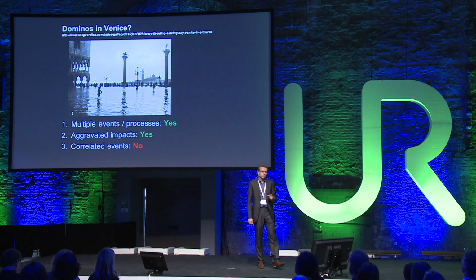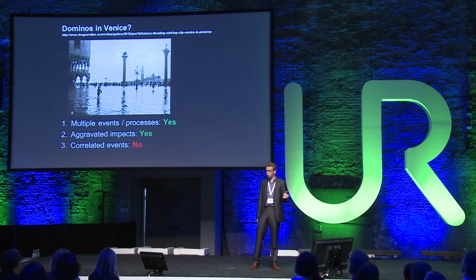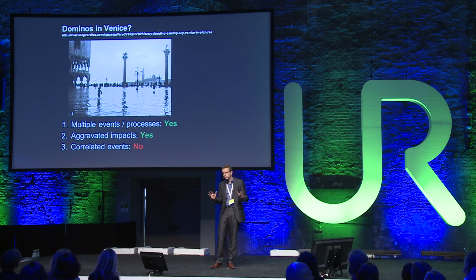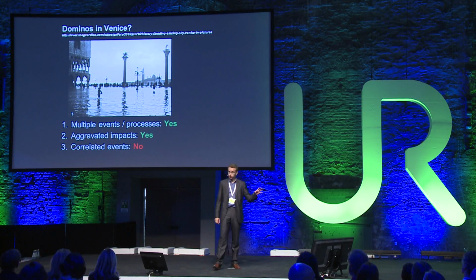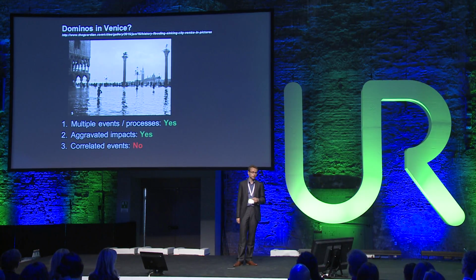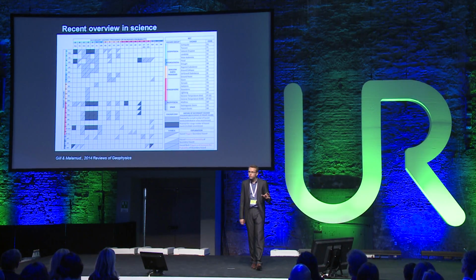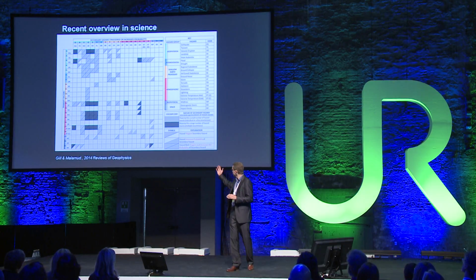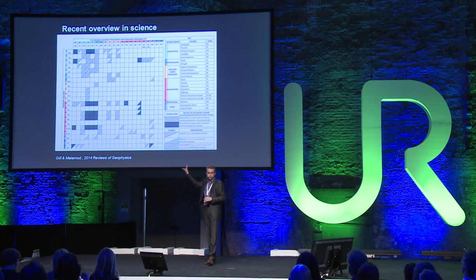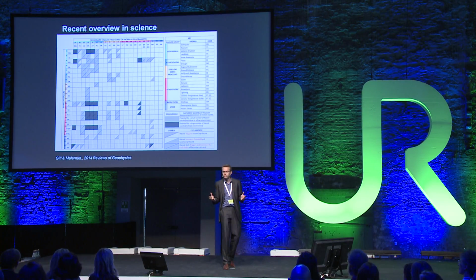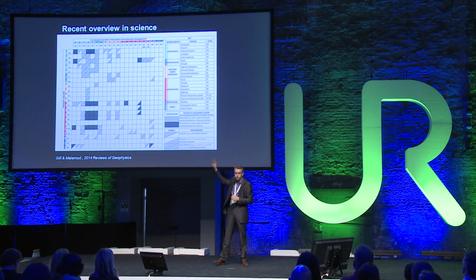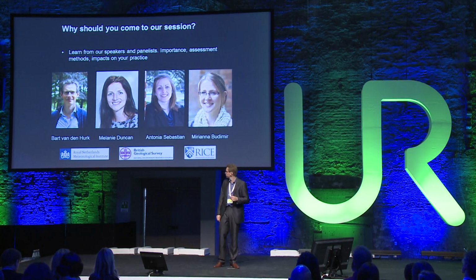That's what the dominoes are about. Are there multiple events and processes? Yes. Are the aggravated impacts there? Yes. Correlated events? Perhaps not so much. But this is clearly an area with domino effects taking place. Now, there is some recent attention in science. People are trying to collect empirical proof from studies that these events coincide and aggravate their impact. You can see here a correlation matrix that shows that based on empirical evidence.